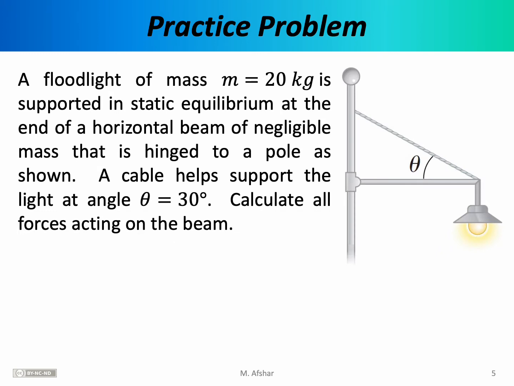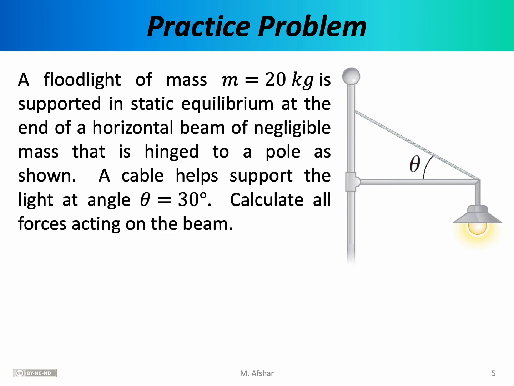Let's solve the practice problem involving static equilibrium specifically. A floodlight of mass 20 kilograms is supported in static equilibrium at the end of a horizontal beam of negligible mass that is hinged to a pole as shown. A cable helps support the light at angle 30 degrees. Calculate all forces acting on the beam.